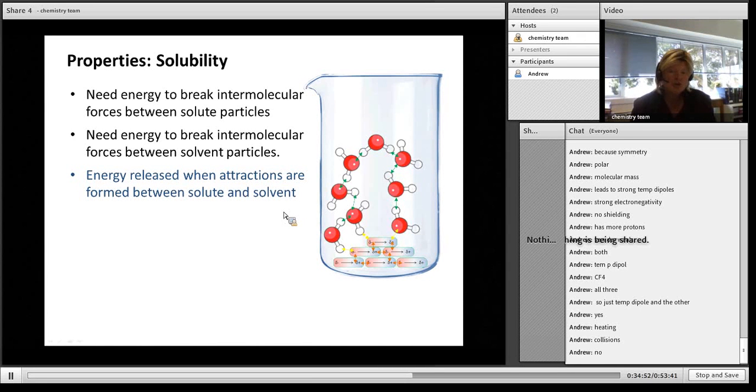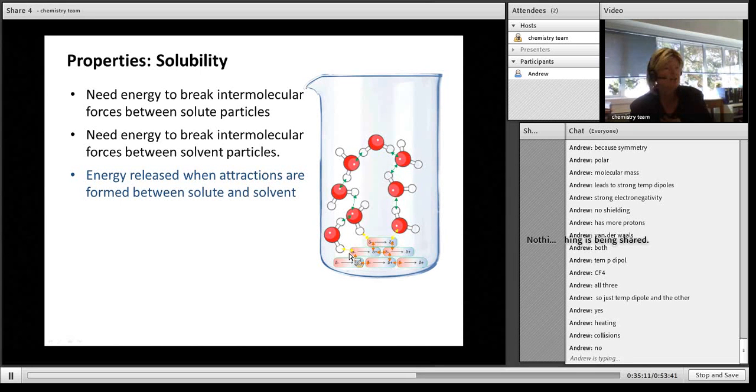So those two types of energy must be more or less balanced. We need more energy or similar amounts of energy released when attractions are being formed. So these are the ones between the water and the solute. I hope you can see the yellow?